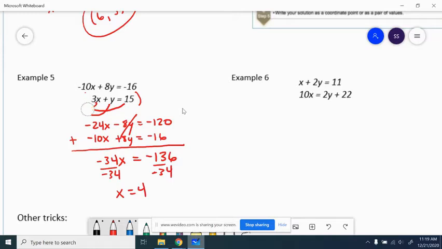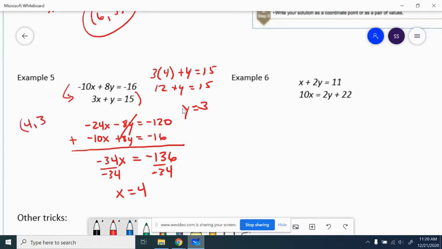So now I need to take my x value and plug it into one of these two original equations. Doesn't matter which one you do. I'm going to go ahead and do the bottom equation. 3 times 4 plus y is equal to 15. 3 times 4 is 12, plus y is equal to 15. Well, what number plus 12 equals 15? Y equals 3.